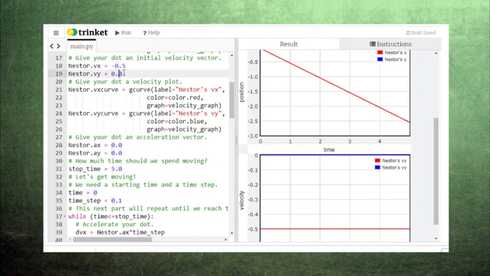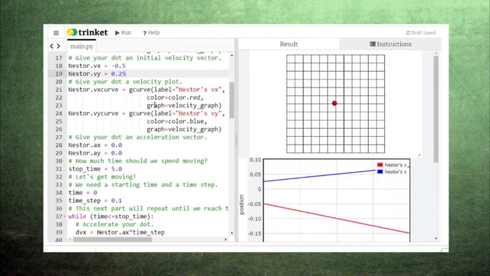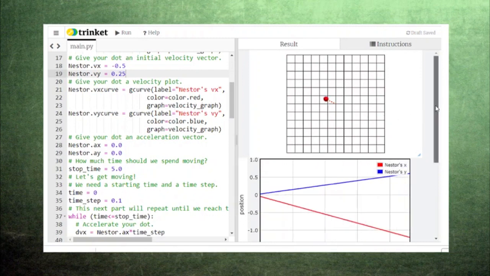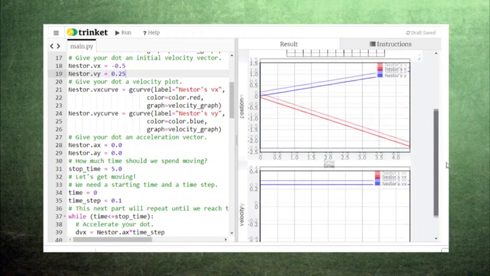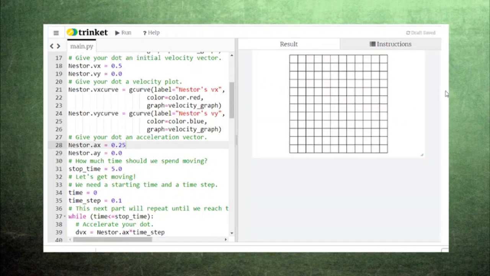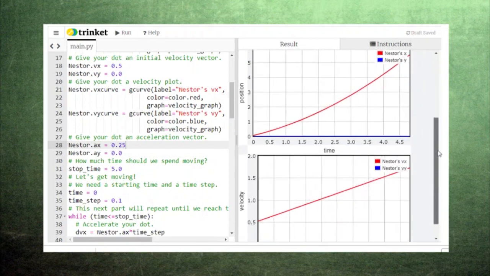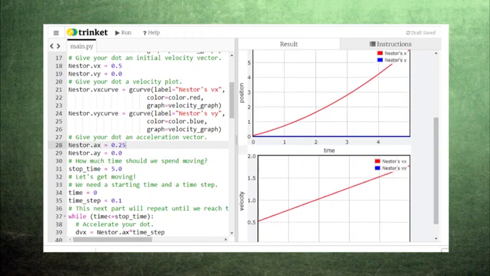If we add a y component to Nestor's velocity, we can see that the same behavior arises in the x and y components separately. The x and y coordinates change at their own independent rates, matching the values of their velocities. As we've seen previously, accelerating an object can produce some interesting behaviors. Let's give Nestor a positive initial velocity and a positive acceleration, both in the x direction. Notice how his position curve becomes sharper as time increases, since his velocity is increasing.